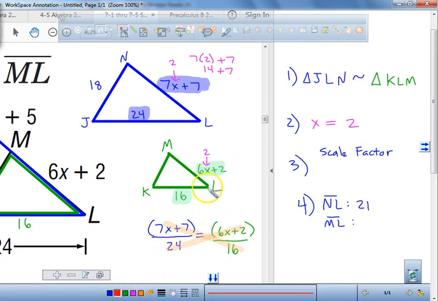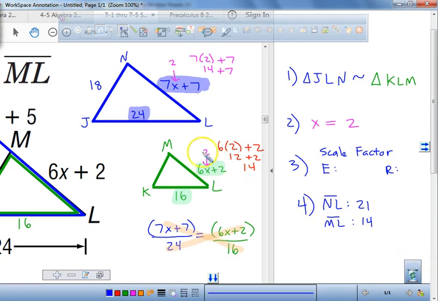M to L, I'm going to solve that right here for you. 6 times 2 plus 2. 6 times 2 is 12. 12 plus 2 is 14. So right here, the distance from N to L is going to be 14. So that's done. Last step, enlargement, reduction.